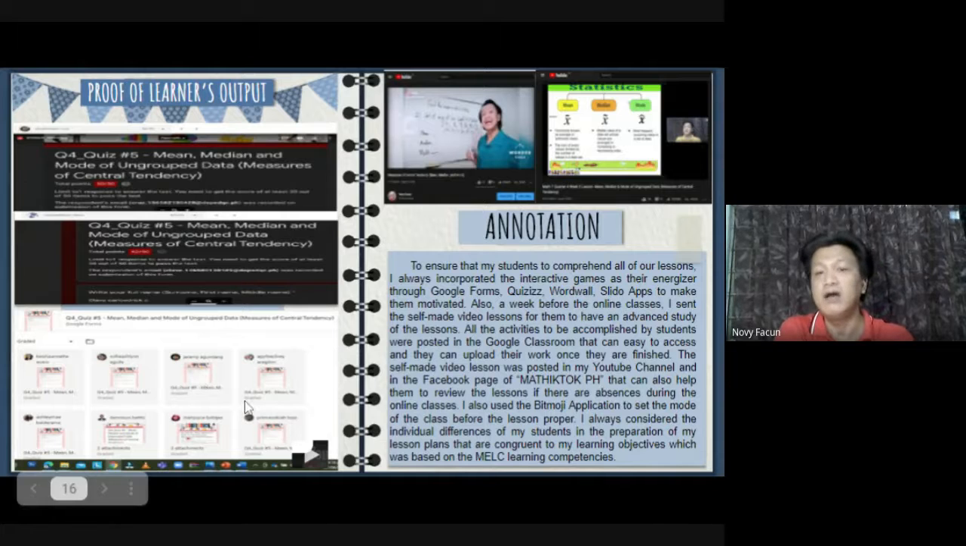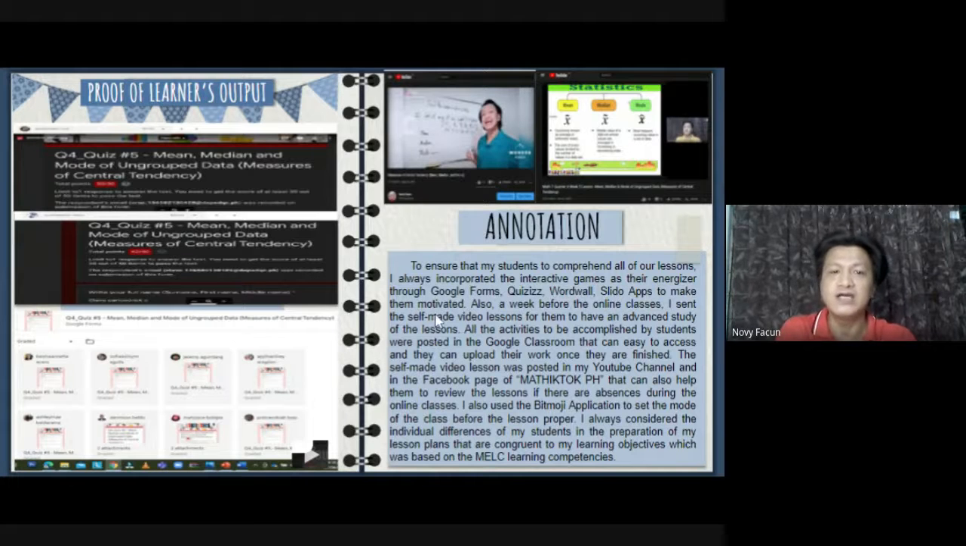Andyan yung kailangan accomplish yung task natin sa Google Form. So may video lesson din ako para masundan nila yung lesson. So it is important na kailangan maging specific tayo sa lesson, no? Kailangan mas simplified yung lesson natin. Hindi pwedeng mahaba yan, hindi magigets ng bata. So, ayan, to ensure that my students comprehend all my lessons, I always incorporated the interactive games, no, such as the Google Forms, quizzes, word walls, Slido apps, to make them motivated. Iba-iba yan. So, kailangan hindi pwedeng parehas yung ginagamit mo, maboboard yung bata. So, yun yung paraan natin sa new normal lesson natin.